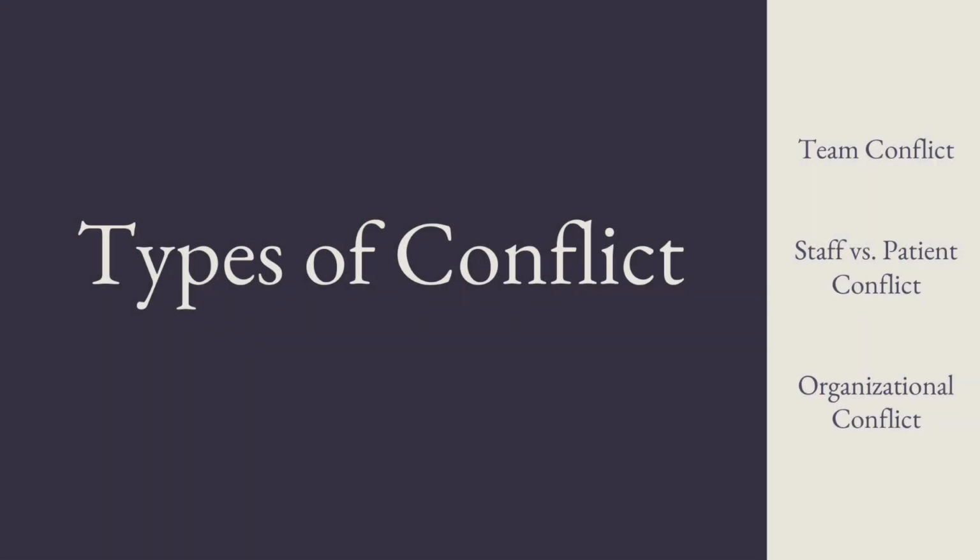Conflicts in nursing can arise in different situations. Team conflicts occur when staff members have differing perspectives or unclear roles, leading to tension. Staff versus patient conflicts often stem from miscommunication or unmet expectations, while organizational conflicts are related to policies and resource distribution. Recognizing the type of conflict is the first step in resolving it effectively.